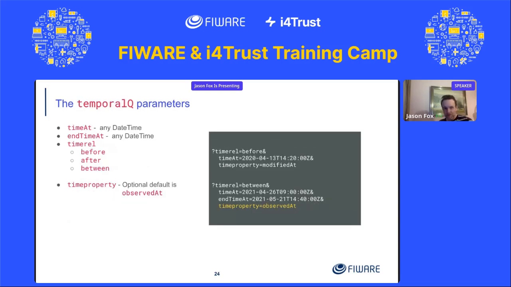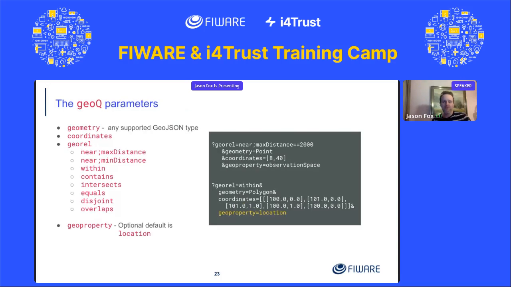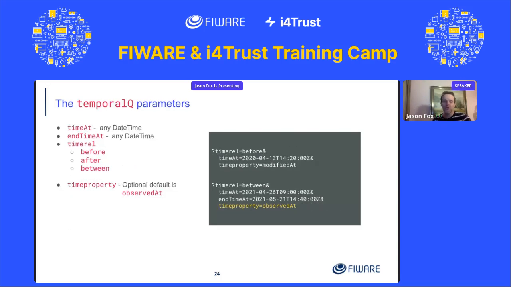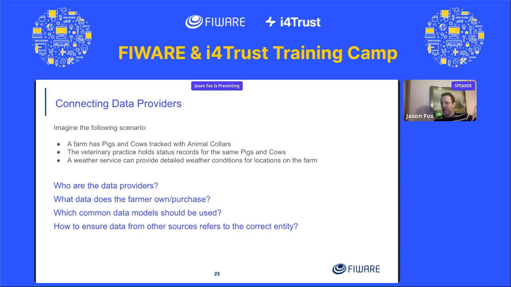Temporal parameters, as I've said, you can see there's a lot of overlap between the style we've got for the GeoQ and the temporal query. Date ranges. There are now additional duration options, but that, as I said, that's in the latest specification. So you've got before or after or between. Similar to location, observedAt is the default property for temporal, and you can supply another one if necessary.